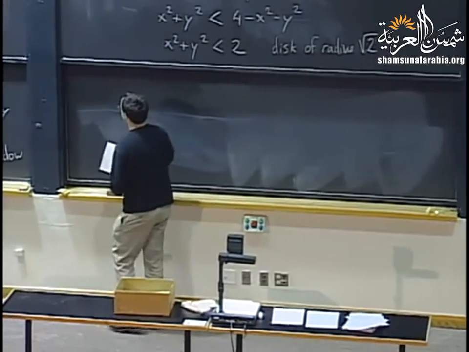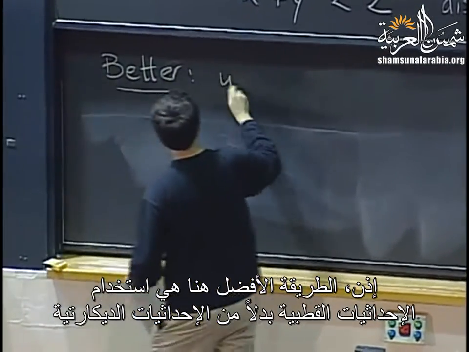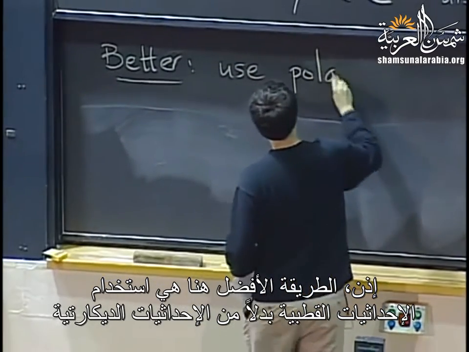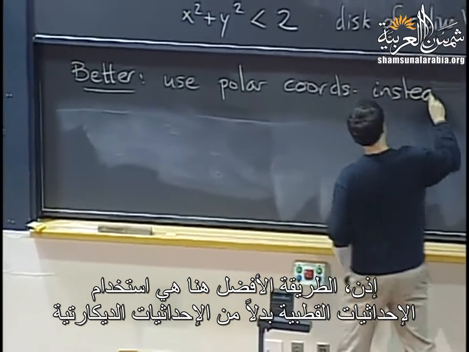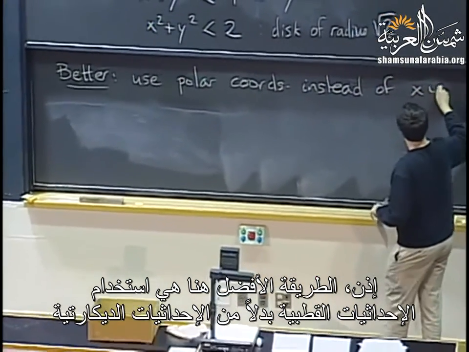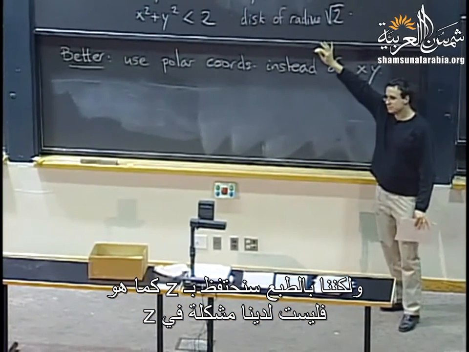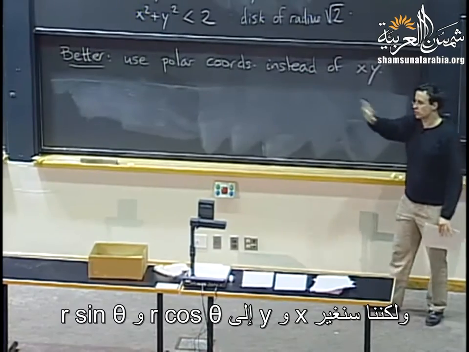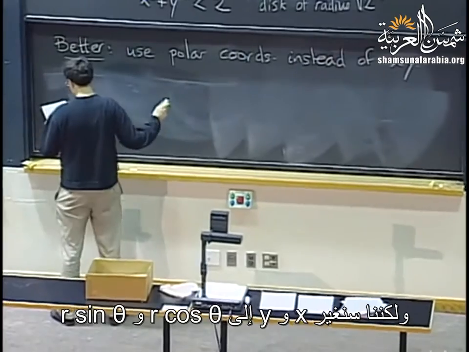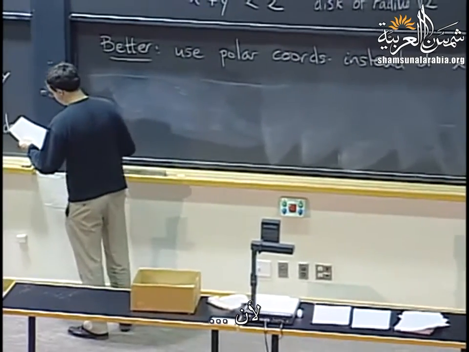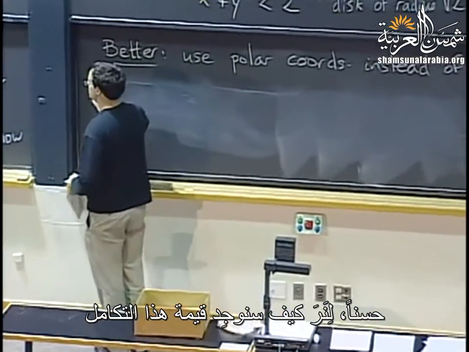The smarter thing to do would be to use polar coordinates instead of x and y. And of course, we want to keep z. I mean, we're very happy with z the way it is. But we'll just change x and y to r cos theta, r sin theta. Okay, because, well, let's see actually how we would evaluate this guy.